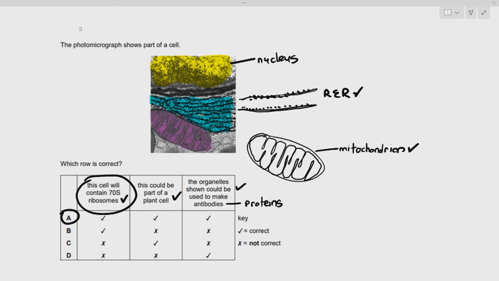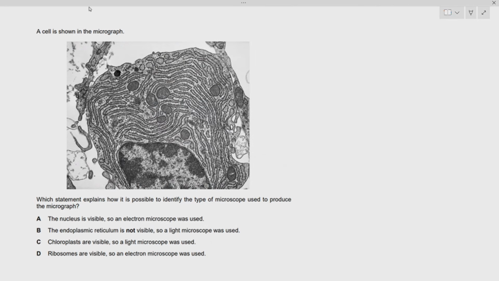So let's look at the next one, the next question here. A cell is shown in the micrograph. Now, we don't know whether it's a photomicrograph taken using a light microscope or an electron micrograph using an electron microscope. But based on the question, immediately you have an idea that this is probably taken using... Okay, let's not get ahead of ourselves. Let's look at the question. Which statement explains how it is possible to identify the type of microscope used to produce the micrograph?